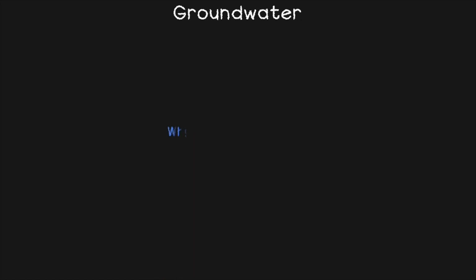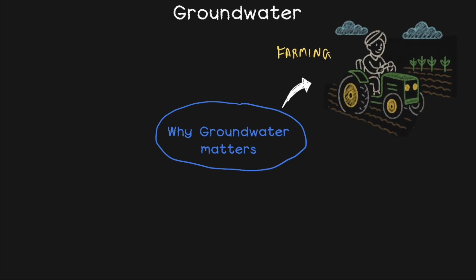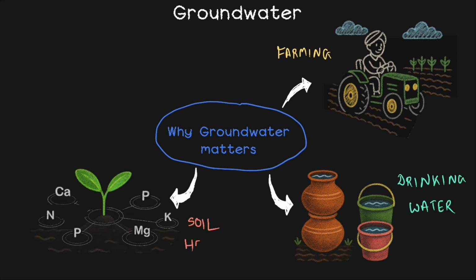But why does groundwater matter? Well, groundwater acts as a support system for lives that are present in those regions. It supports life in many ways, like farming, where it is used for irrigation of crops. The second and super important use of groundwater is as drinking water, particularly for villages and towns where large water bodies are not present. Thirdly, it is super important for soil health.